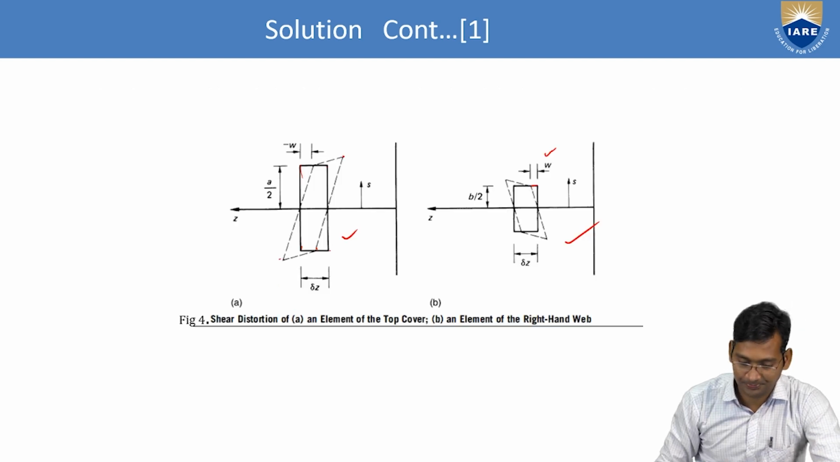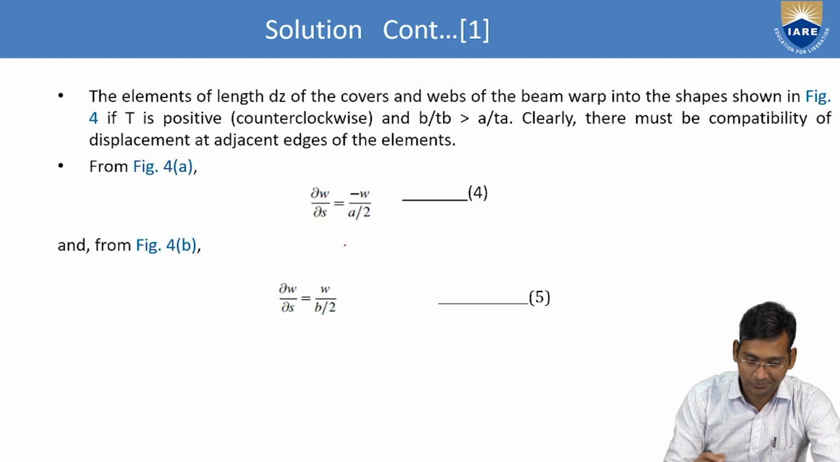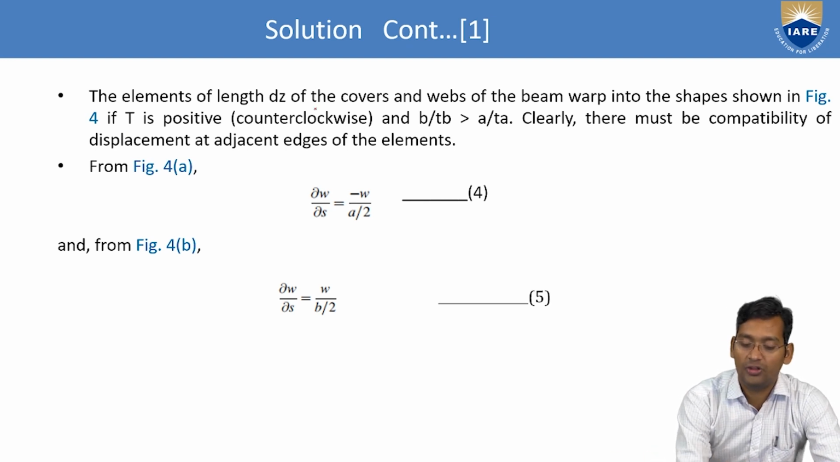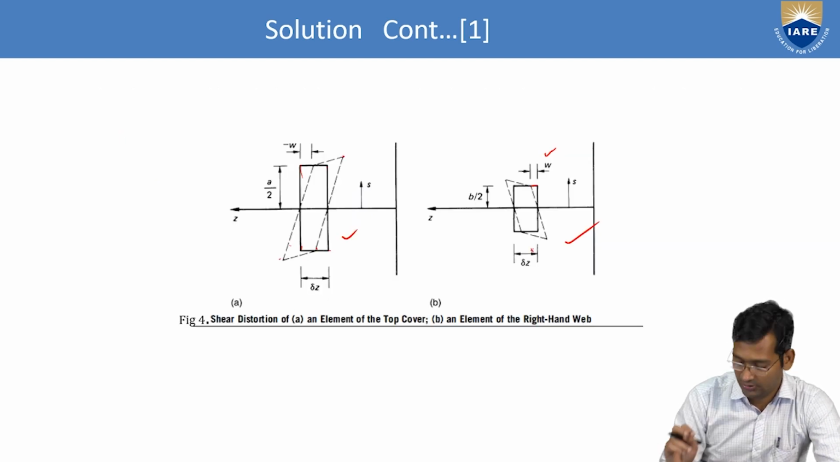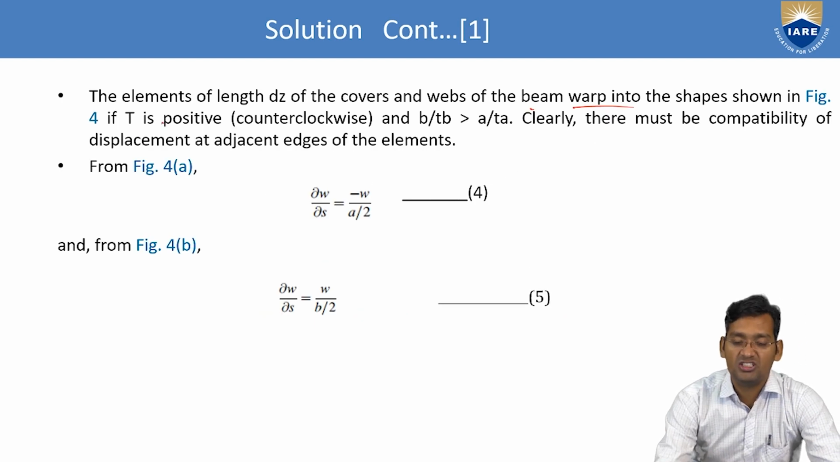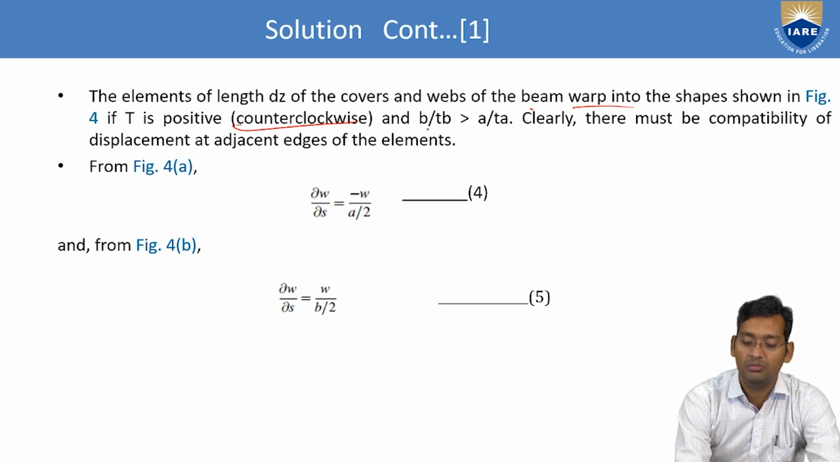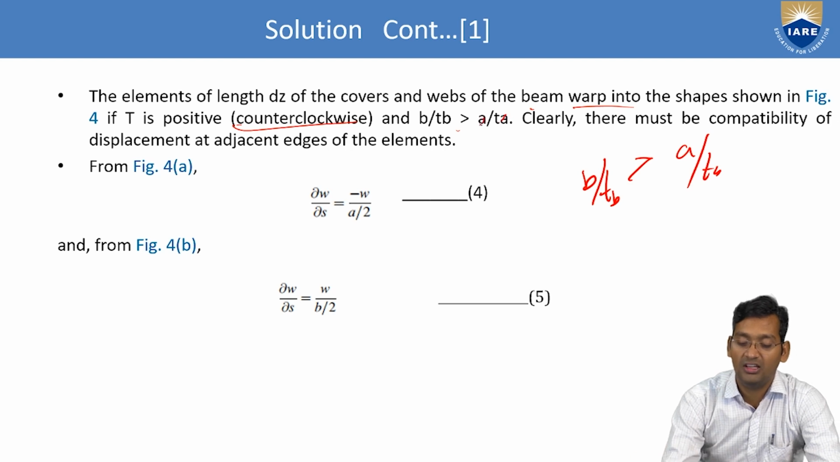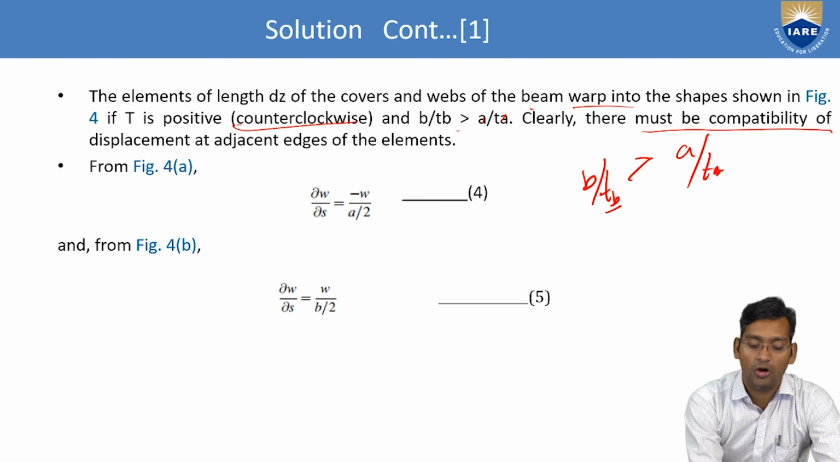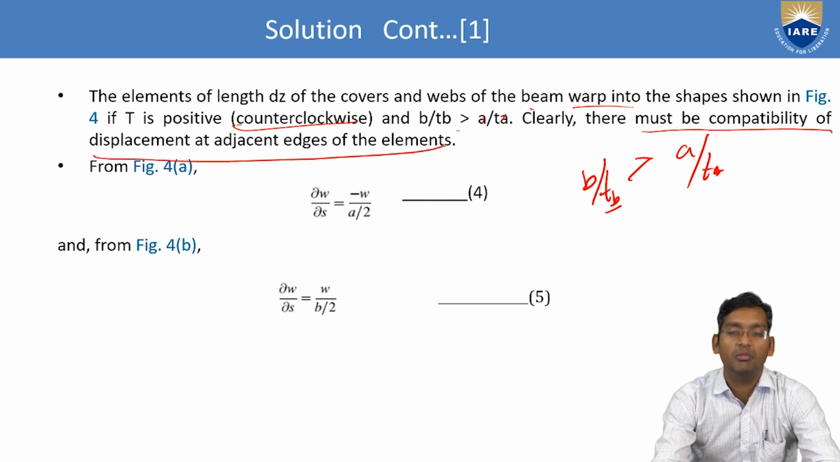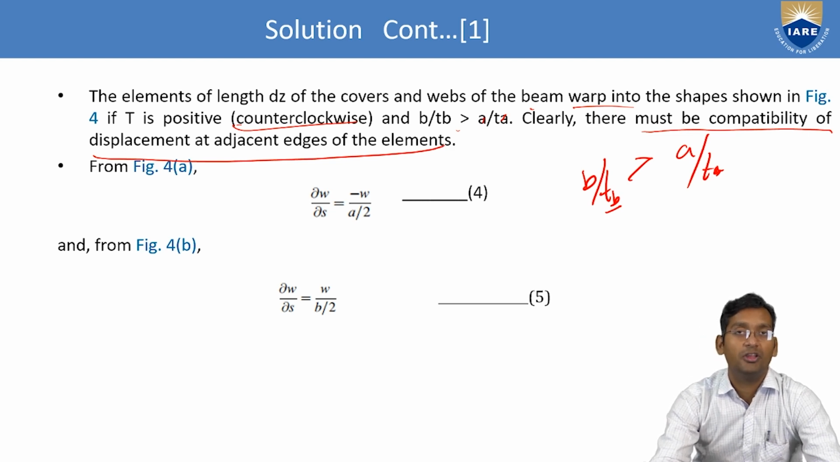The element of length dz of the covers and webs of the beam warps into the shape shown in figure 4. If T is a positive, counterclockwise torque, and B by tB, the thickness of side B, is greater than A by tA, the thickness of side A, note that A is a subscript. Clearly, there must be compatibility of displacement at adjacent edges of the element. So now we have to apply the compatibility equation, and for that we need the graph.